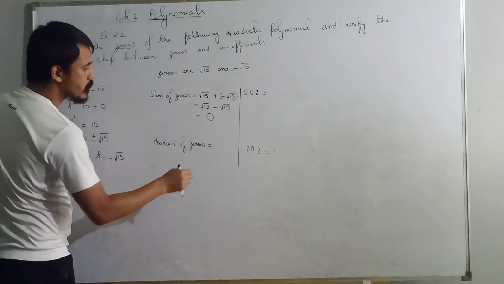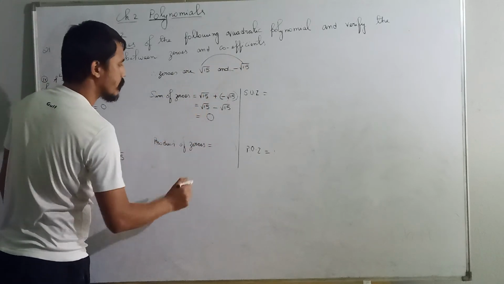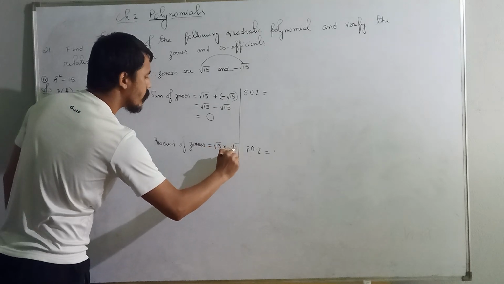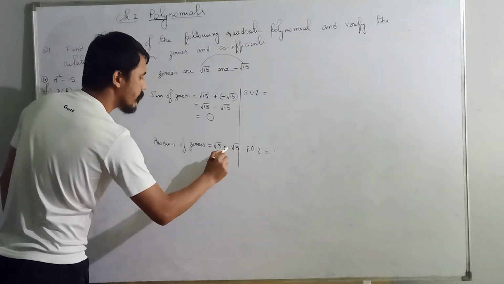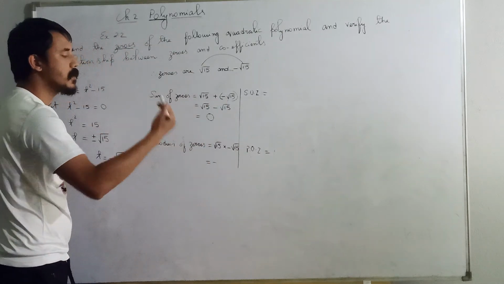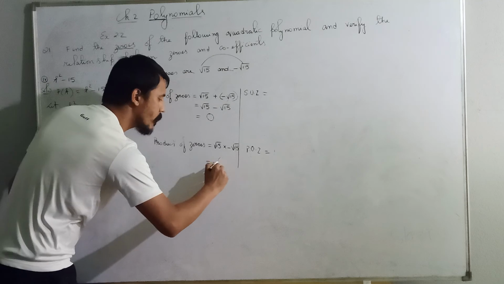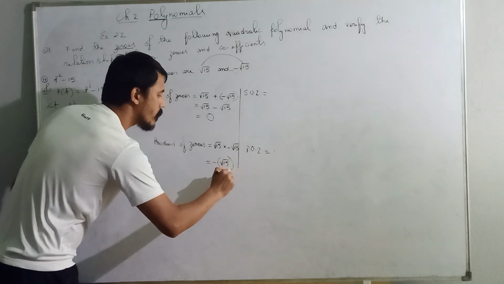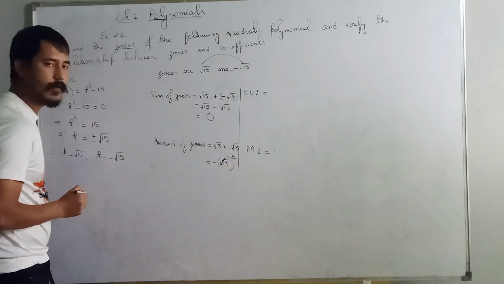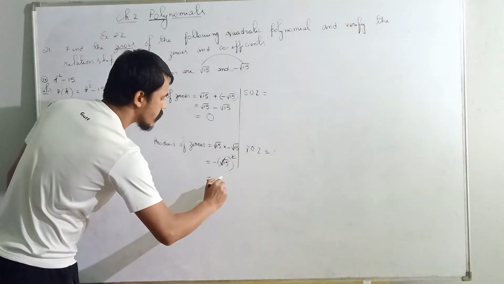Product of zeros, we need to multiply your zeros. Square root of 15 times minus square root of 15. Let me first write the negative sign. Square root of 15 times square root of 15. If you're multiplying the same terms twice, then we write square root of 15 the whole squared. Square and square root cancel out. So we have minus 15 over here.